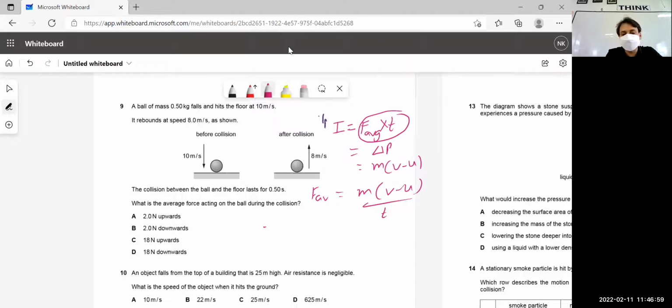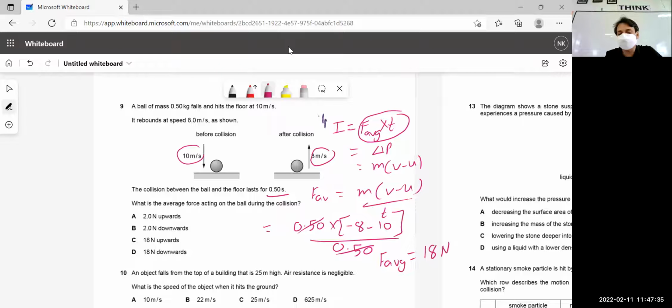Now what is the mass? The mass of the ball is 0.50 kilograms multiplied by v, the final velocity. After the collision, the ball is moving upward, opposite to the initial velocity. I can take it as minus 8, the direction of the ball has been changed, minus u, the initial velocity, as the ball is coming downward, divided by time, which is given in the question as 0.5. So this part is cancelled out, and taking the magnitude, the average force is 18 Newton.